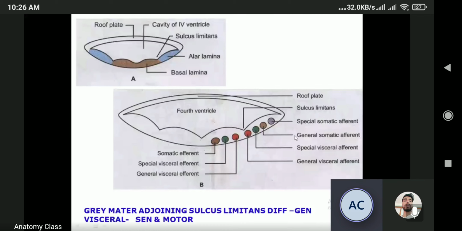So this is another homework you have to do. You have to draw this figure and you have to write the afferent and efferent, and you have to write the nucleus. Are you clear?